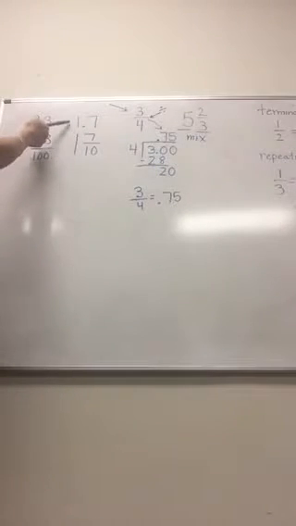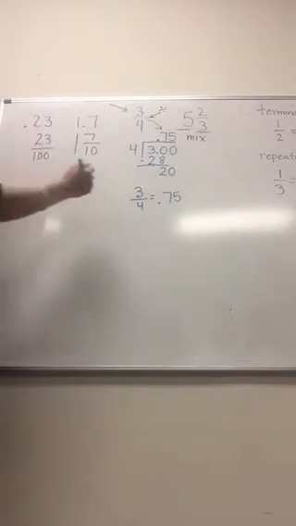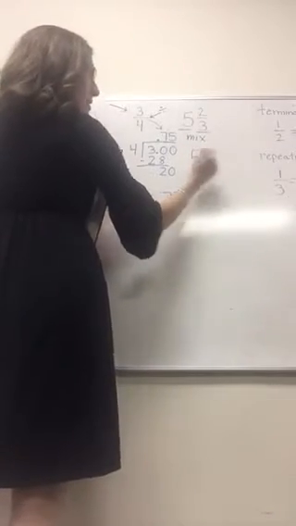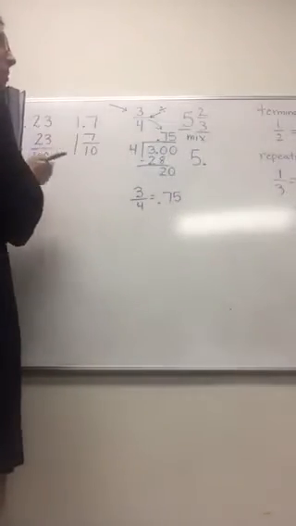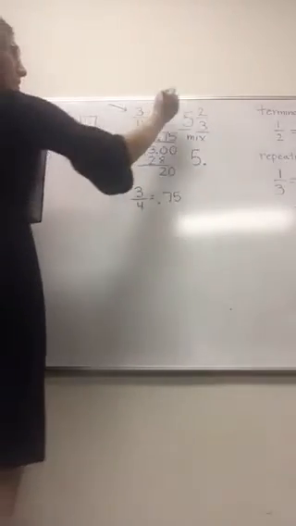Let's come back to the 1.7. Where does a whole number go in a decimal? It goes before the decimal. So we're going to start with 5 point something. Now, what about the 2/3? How are we going to change that to a decimal? We're going to do it the same way.